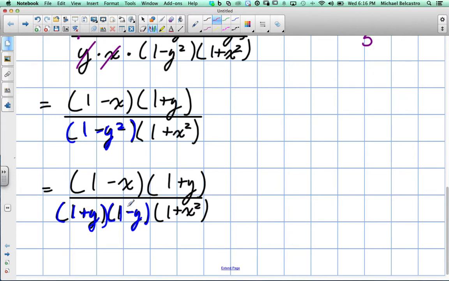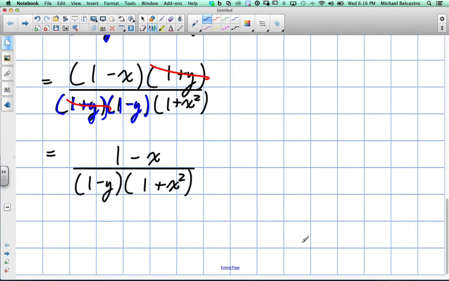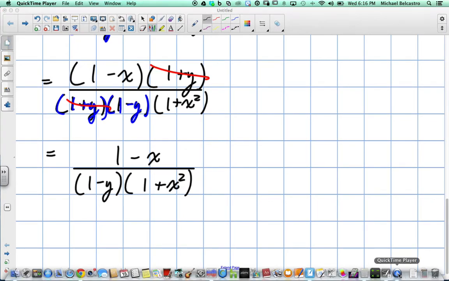And using that same concept, 1 plus y and 1 plus y, they also create the value of 1, so you could, I guess, call it again canceling out, and you're left with 1 minus x on top divided by 1 minus y and 1 plus x squared. Had this been a difference of squares, we could have canceled out and probably canceled out what was on top. And this is probably as simple as we can go in this question.